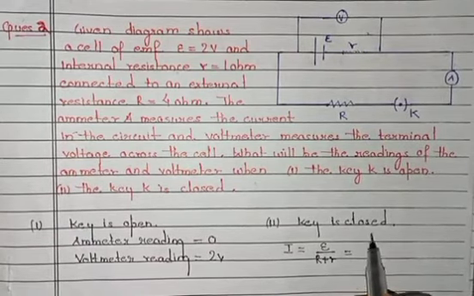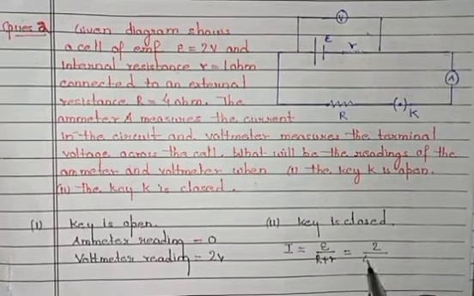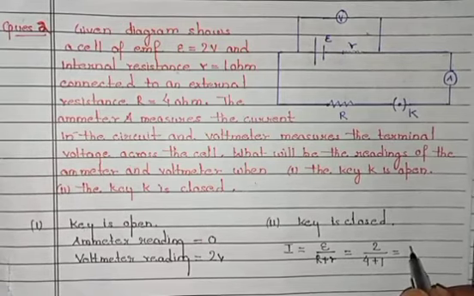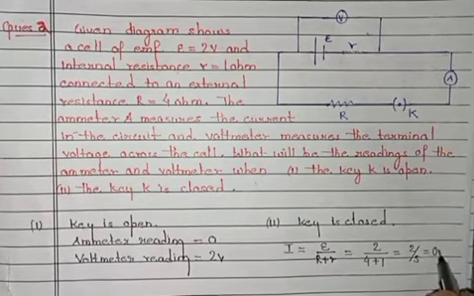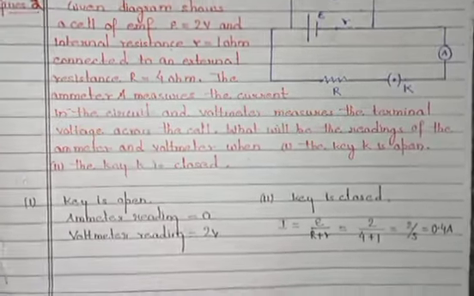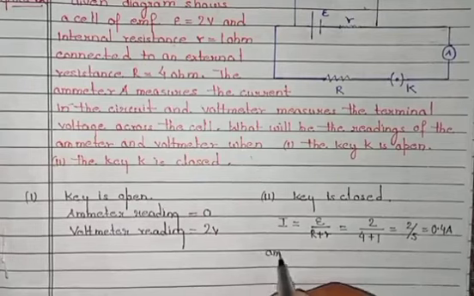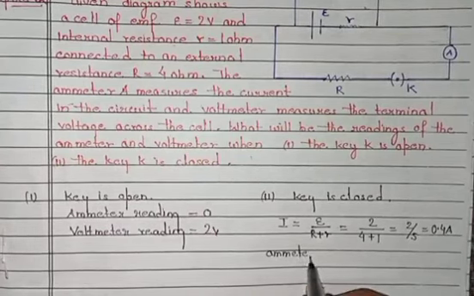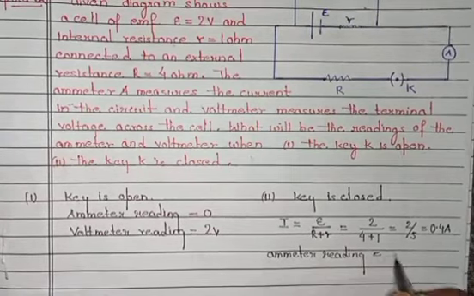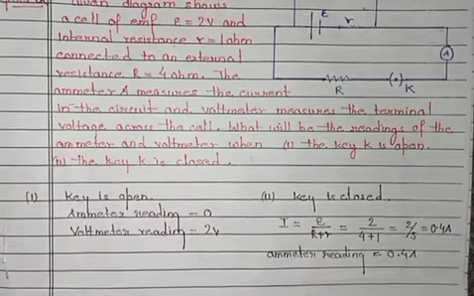So here you can see EMF is 2 volt, external resistance is 4, and the internal resistance is 1. So that will give you 2 upon 5. So 2 upon 5 makes it 0.4 ampere. So this will be the reading of the ammeter. So ammeter reading is equal to 0.4 ampere.